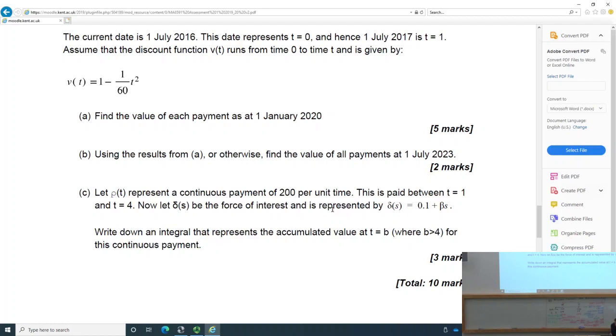I don't think you have to solve this, you just have to write this down. Yeah, just write this down. Write down an integral that represents the accumulated value at time t equals b, where b is greater than 4, for this continuous payment. So have a go at that.